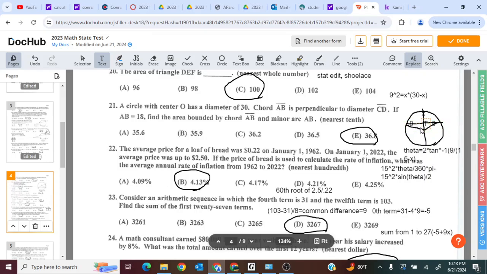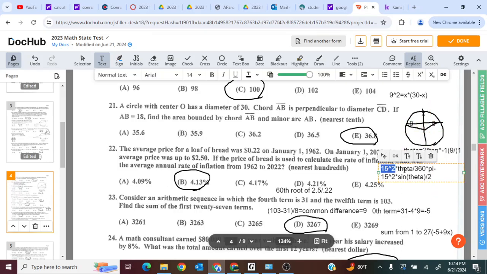Once you have that, you can figure out this angle: tangent inverse of 9 over 12, multiplied by 2. You get this entire angle. And then you can finally do area of sector minus triangle, basically. So you do your radius squared times your angle over the entire 360 degrees times pi.